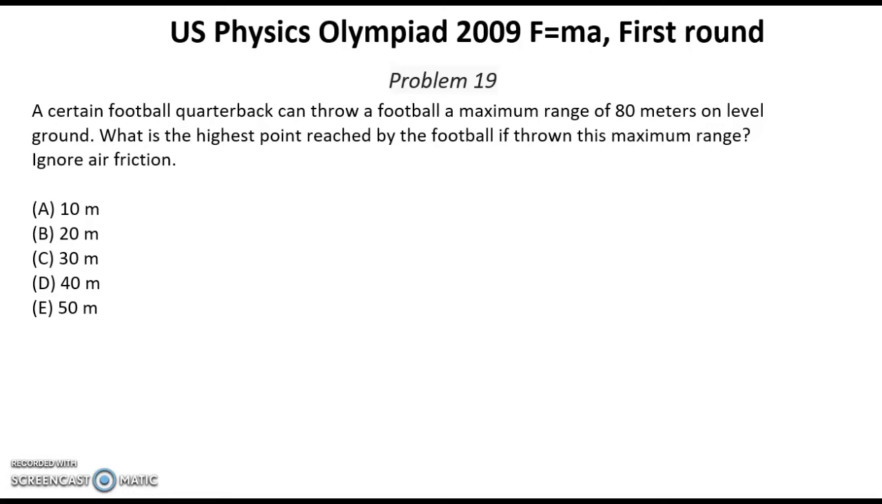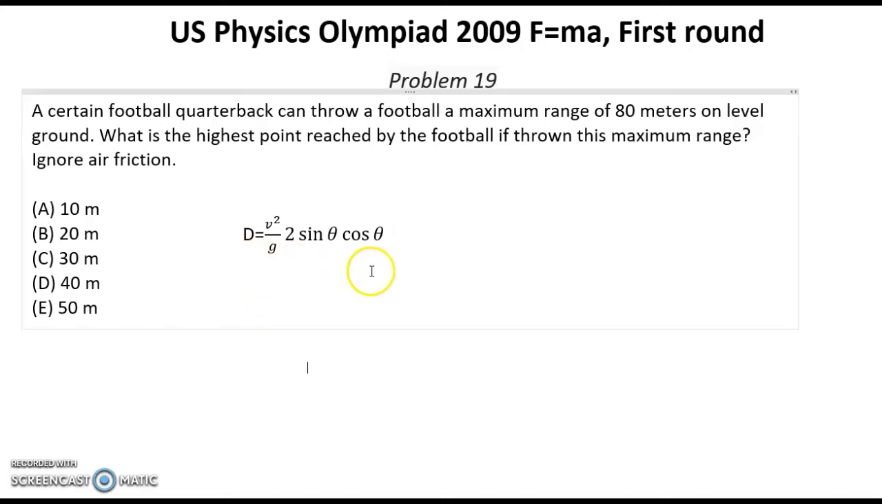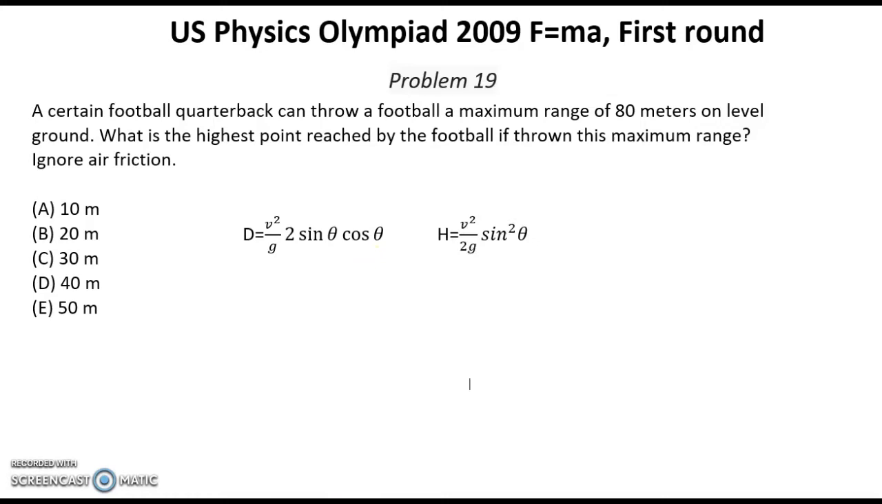For range we have this formula. If a ball was thrown under angle theta with a speed v, the total range d will be like this, and the total height will be like this. Now we can divide height by range, and we will get this formula.